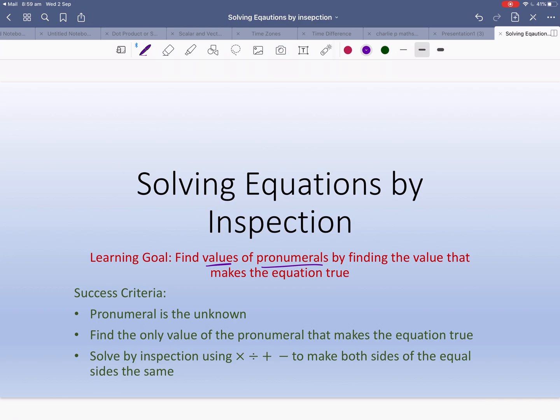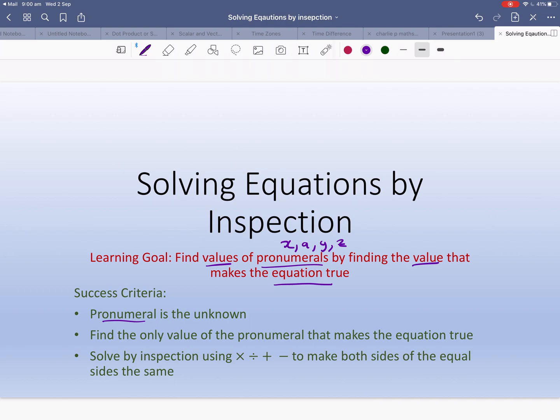Now, remember, pronumerals are just letters in place of numbers. So we've got X, A, Y, whatever, Z. It's just a letter in place of a number because we don't know it, but we're going to find the value of it that makes the equation true. That makes it really important. Now, the pronumeral is the unknown, and we're going to find the value of the pronumeral that makes the equation true. That's if we get it right or wrong, okay?